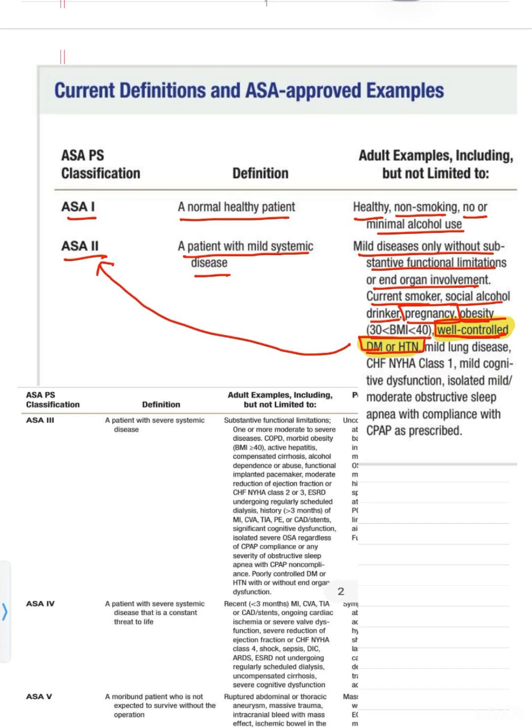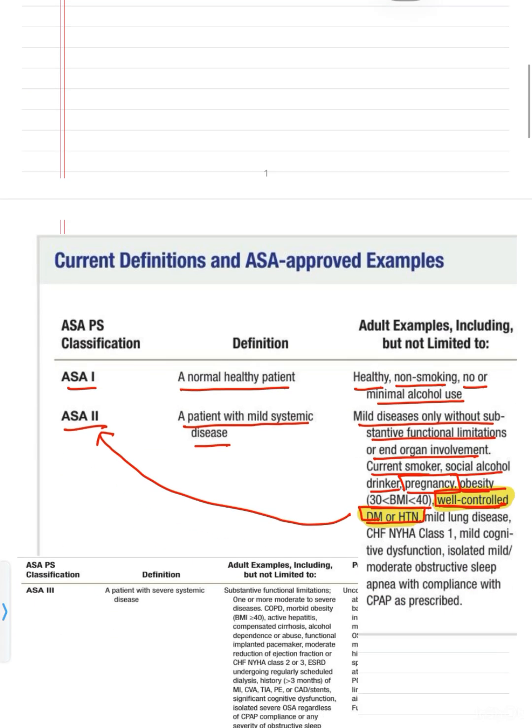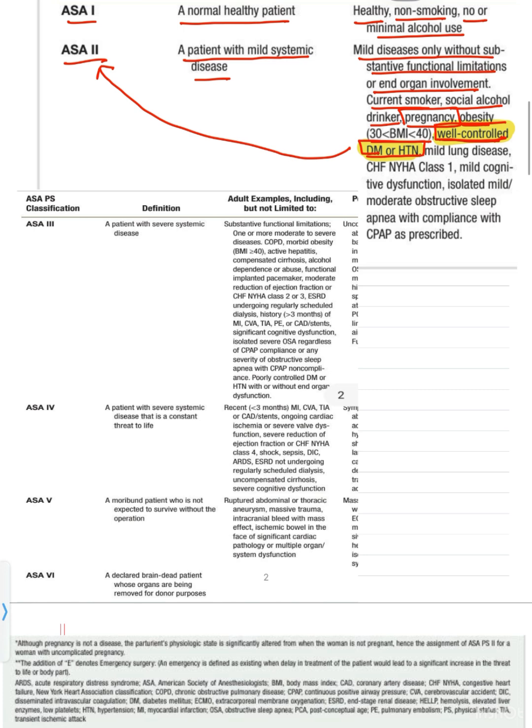Now mild lung disease, so the answer is ASA 2. Why? Because the patient has diabetes, but it is within the limits. So ASA 2 will be the correct answer. Now seeing other points in it: mild lung disease, again ASA 2; CHF and IHA class 1; mild cognitive dysfunction; isolated mild or moderate obstructive sleep apnea with compliance with CPAP as prescribed.